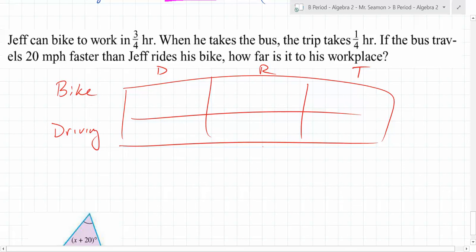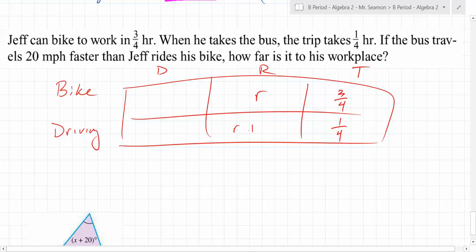Jeff can bike to work in three-fourths of an hour. When he takes the bus, the trip takes 1/4 of an hour. The bus travels 20 miles per hour faster than Jeff rides his bike. So do we know what we'll call this? R. If that's R, how fast is he driving?